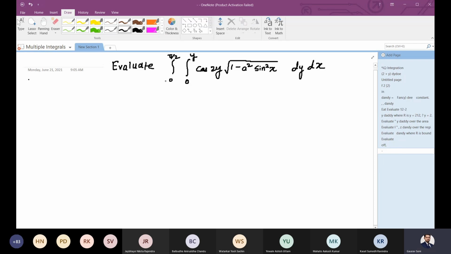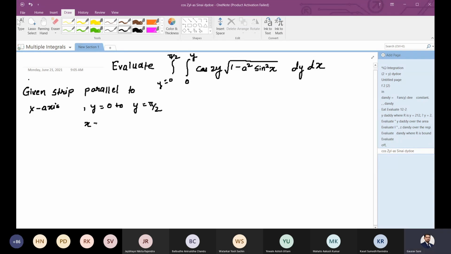So we can see that this is the value of y, and y is constant, so the strip is parallel to the x-axis. For the given strip parallel to the x-axis, the limits are y equal to 0 to y equal to pi by 2. X is running from 0 to x equal to y.